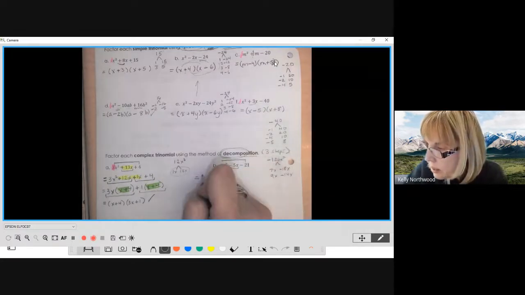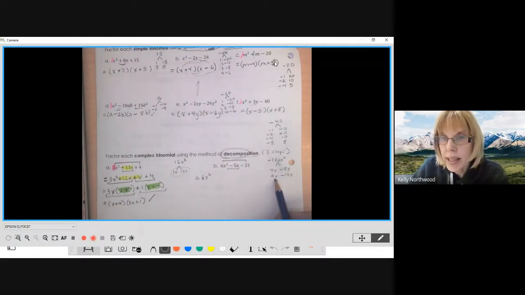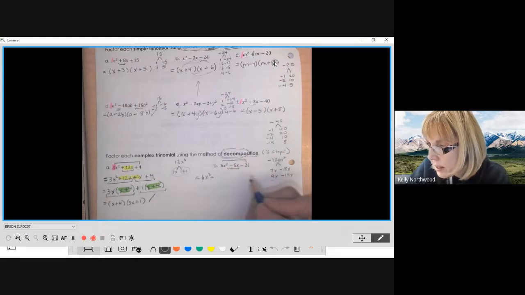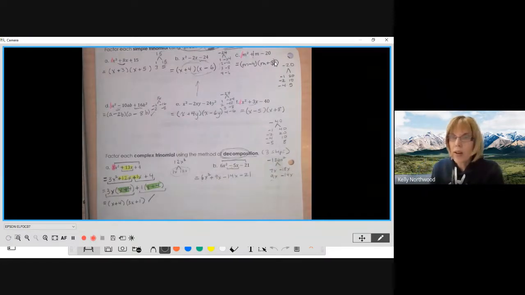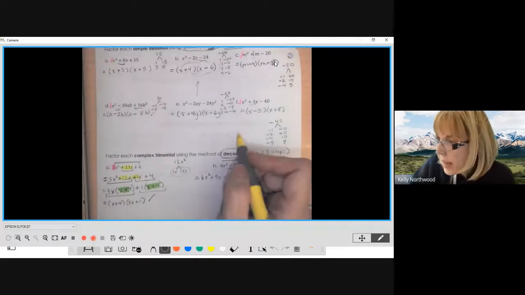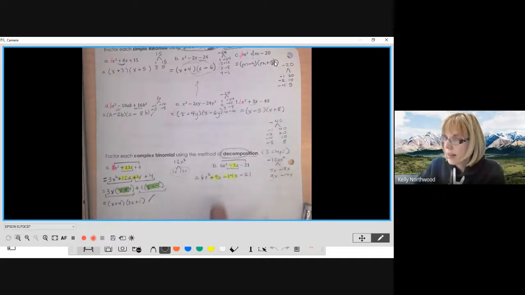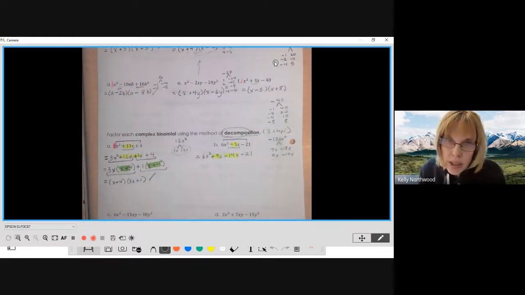So I take 6x squared, and from a common factoring standpoint, what has more in common with 6x squared, 9x or negative 14x? I'm going to say 9x does, because I know 3 goes into both 6 and 9. So plus 9x, then minus 14x, minus 21. All I did there was break up negative 5x into positive 9x minus 14x. I kept the 6x squared the same and the negative 21 the same. So that's the first step of decomposition.